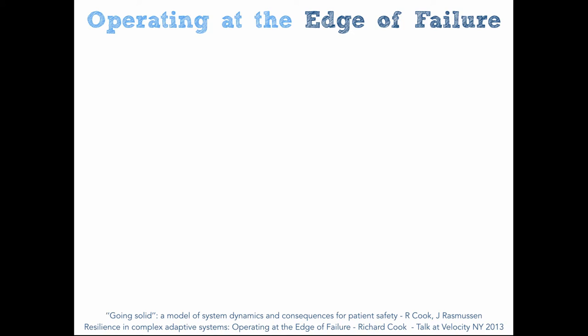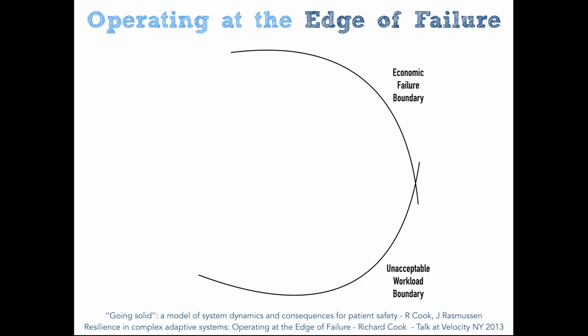So in this model, we have three different boundaries. The first boundary here is the economic failure boundary. We have to stay within this boundary, else we go out of business, essentially. We somehow run out of money. Then we have the unacceptable workload boundary. This is where people can't produce more useful work, essentially, when people are too exhausted. Everyone who has done crunch work for a release or something has at least some understanding of what that could mean. And then we have the accident boundary.